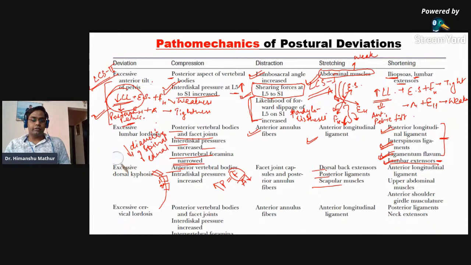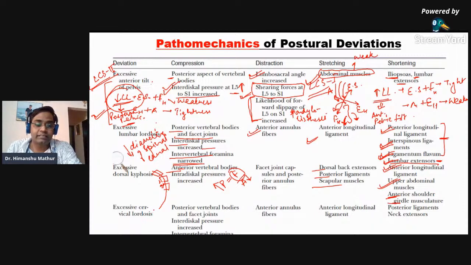Okay, there will be a significant stretching of all those things. Fine. Now, the anterior longitudinal ligament will undergo shortening. The upper abdominal muscles could undergo shortening, although it is not quite easy for the abdominal muscles to undergo shortening or tightness, right? The anterior shoulder girdle muscles might also undergo shortness, and other muscles such as the pectorals could also undergo significant tightness.